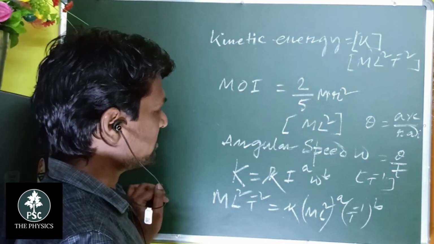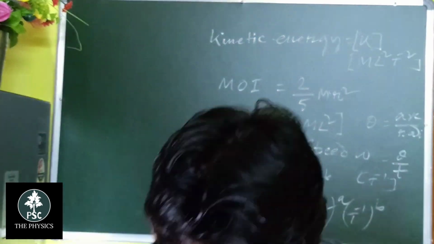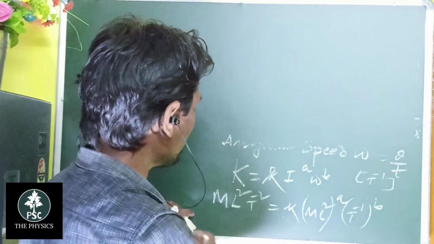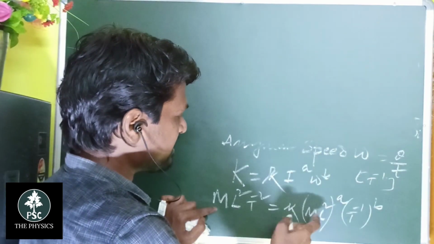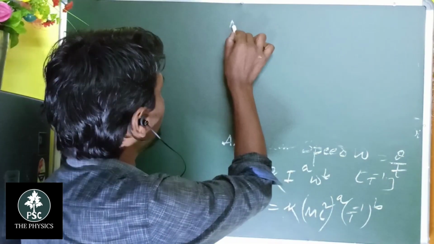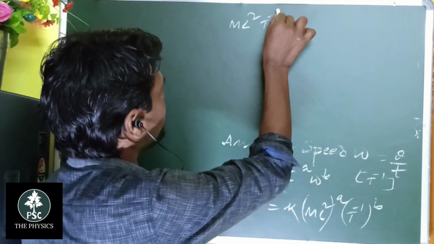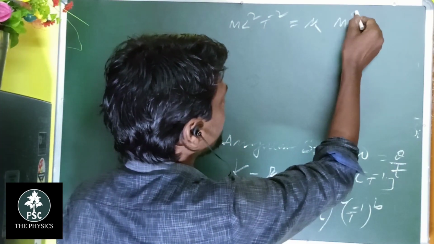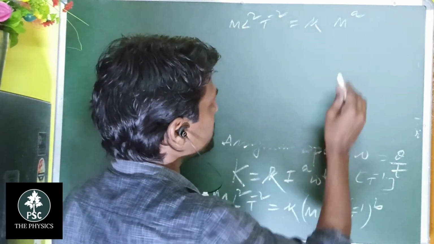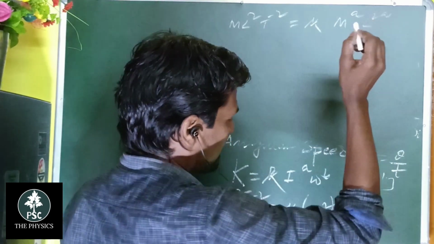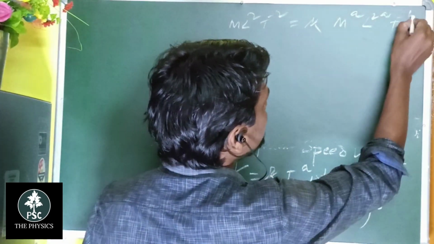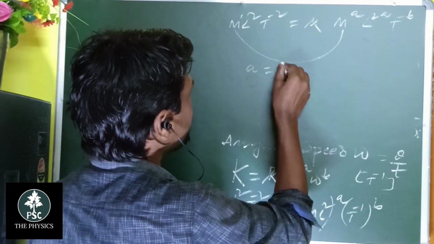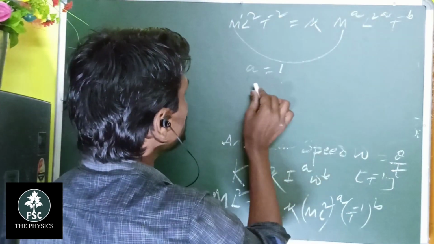Then you have to compare both sides, that is LHS and RHS. In the LHS we have ML^2T^-2, and this equals kappa times M to the power of a, L to the power of 2a, and T to the power of minus b. If we compare M on both sides, then we get a equal to 1, and 2a.